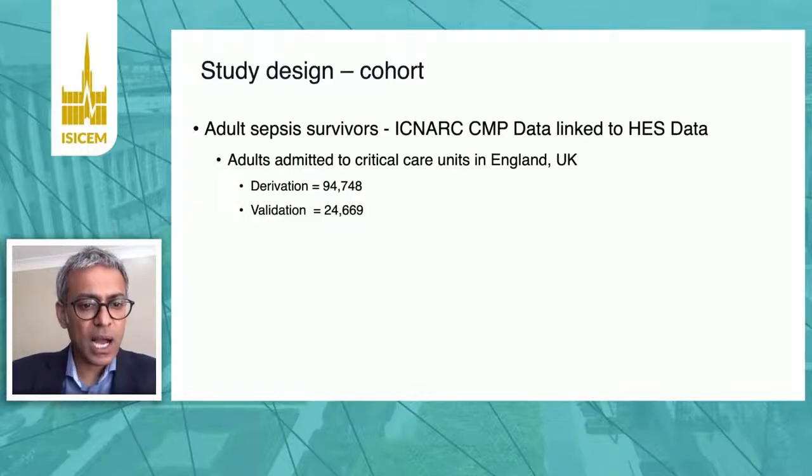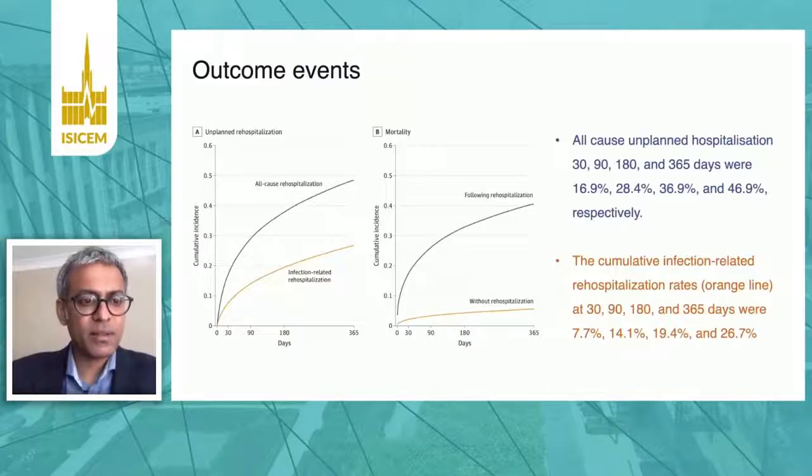Let's look at the outcome events in these patients. On the figure on the left, figure A is the unplanned rehospitalization or the all-cause rehospitalization events and the infection-related rehospitalization events within that population. What you see here is by 365 days, roughly 46.9% of patients have at least one or more all-cause rehospitalization events. The most common rehospitalization reason is infection-related.